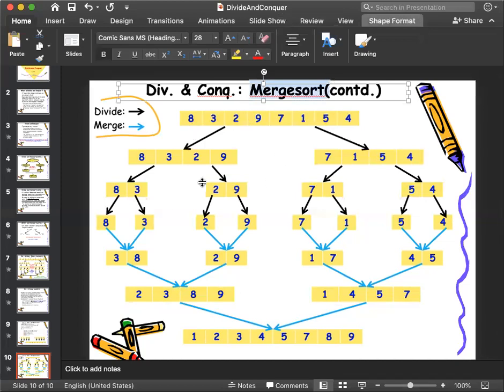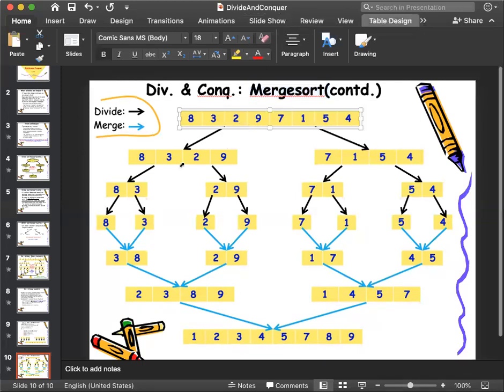Merge sort means whenever you get any list of numbers, you will divide the list into equal parts. 8 numbers will be divided into 4 and 4, 4 will be divided into 2 and 2, and you will keep dividing until it reaches single positions.